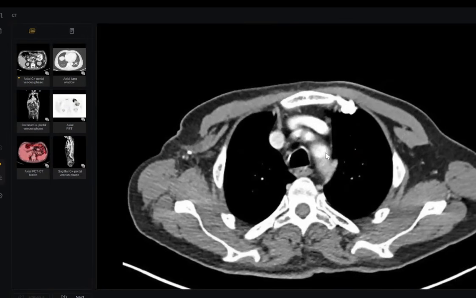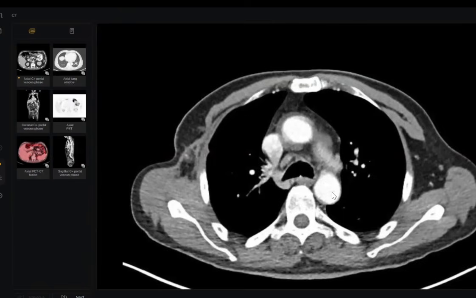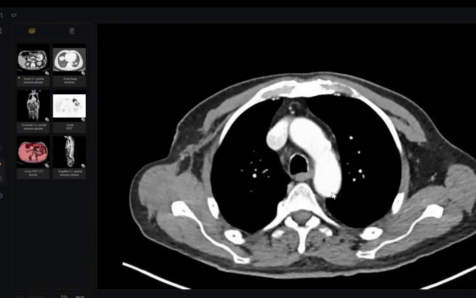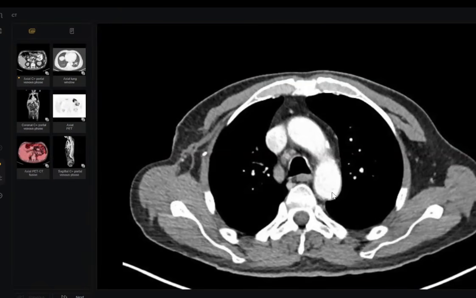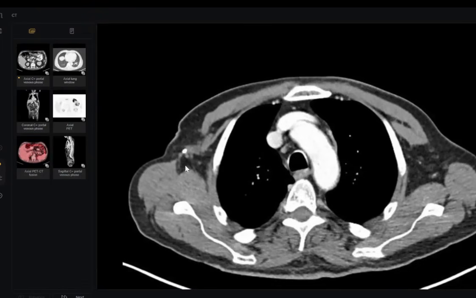I could appreciate the trachea, the esophagus and the bowel loops. Look at both axilla. I could appreciate that there is stranding in the left axilla, and that there is a staple, likely representing a history of prior surgery in the patient.